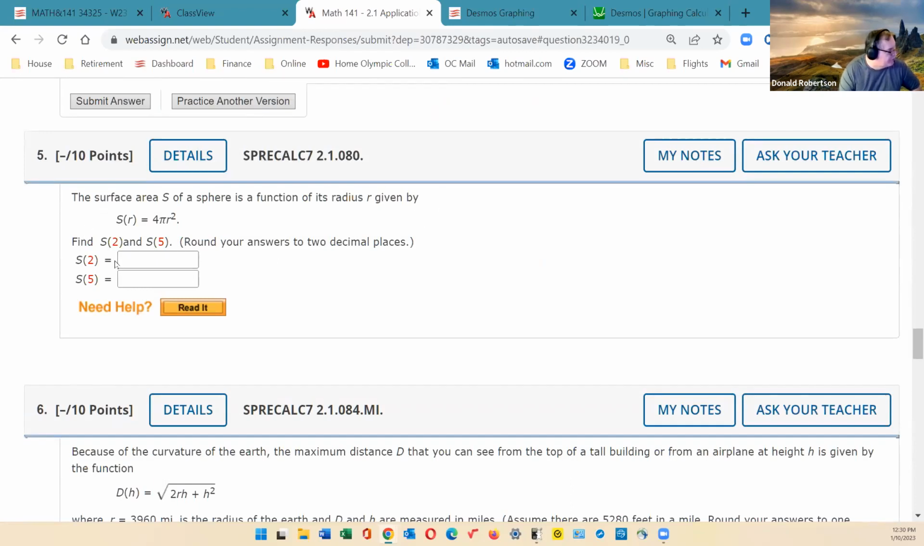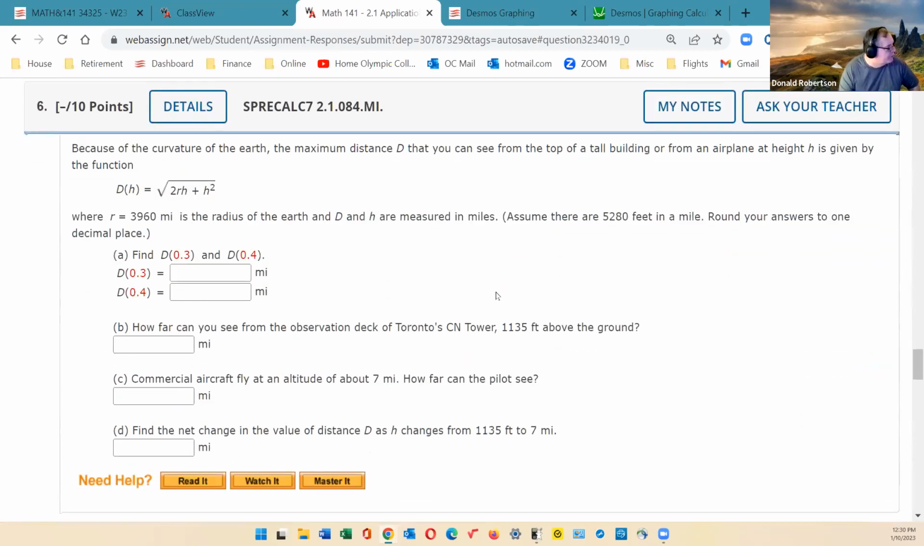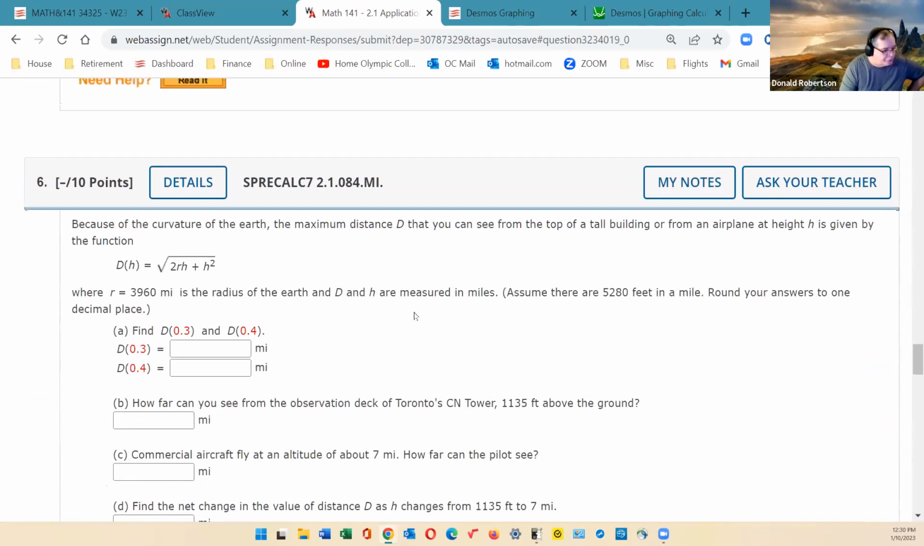This one is the surface of a sphere. There's nothing weird about that one. Oh, let's do 6. It's kind of interesting. The distance to the horizon is given by the square root of 2rh plus h squared.